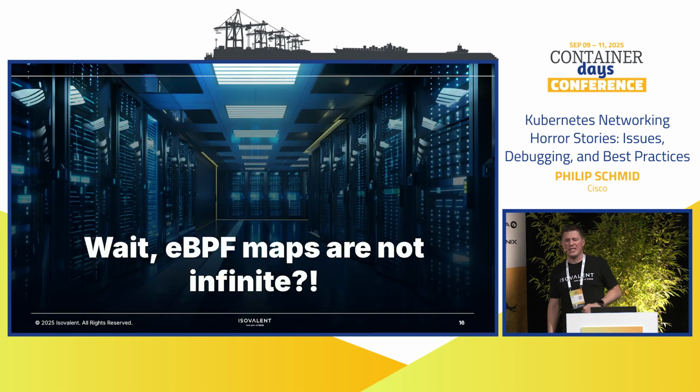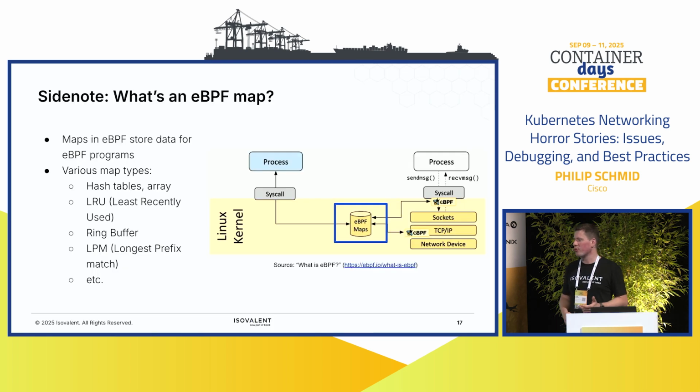Let's talk about the second story, which I called: wait, eBPF maps are not infinite? Now, surprise, surprise, unfortunately, they are not. And before we dig into what this actually means, I would like to briefly mention what an eBPF map even is. An eBPF map is essentially a kernel-internal construct that can be used by eBPF programs and user-space processes to cache, exchange, and basically just store data. And that's all within memory. So this whole map is always within your Linux host's memory.